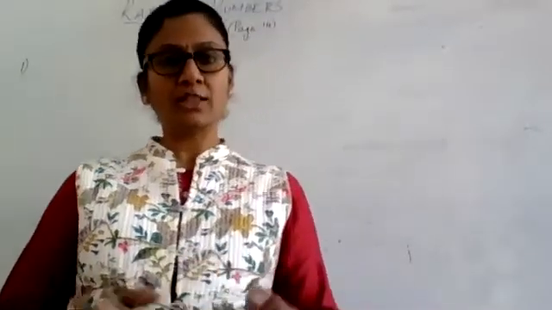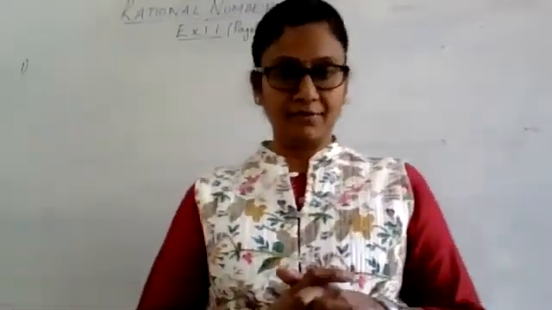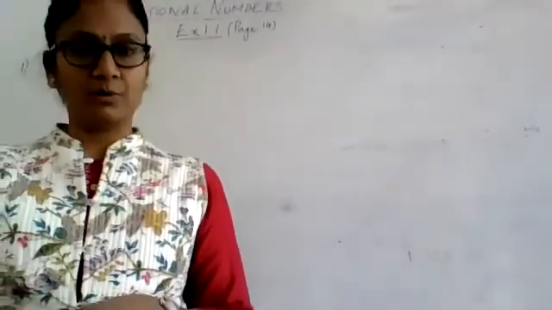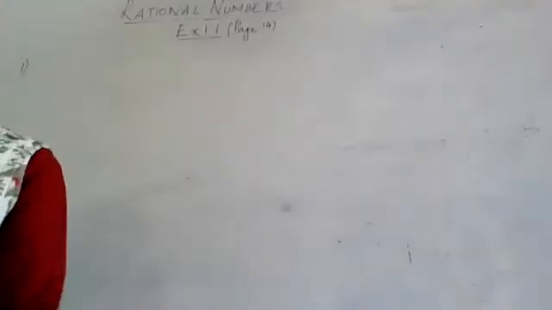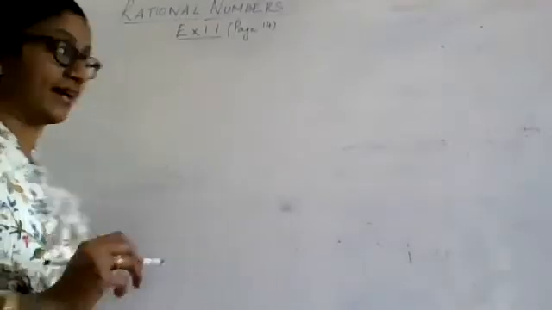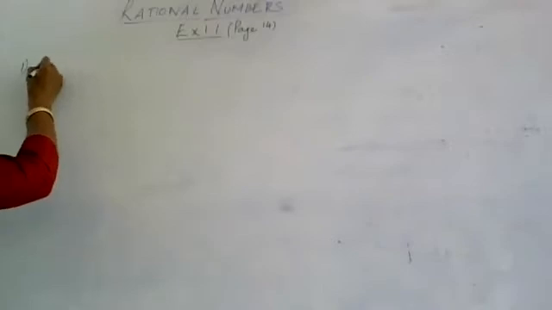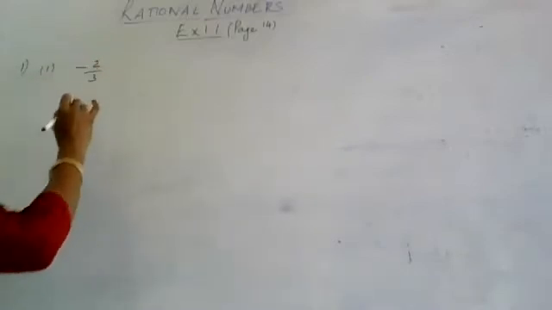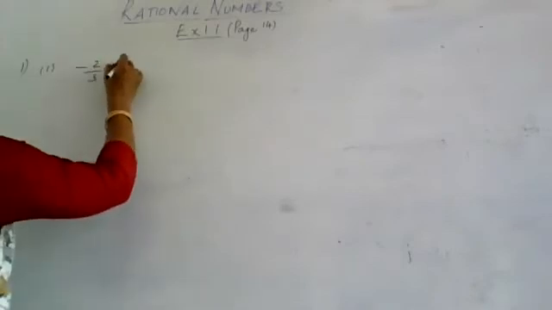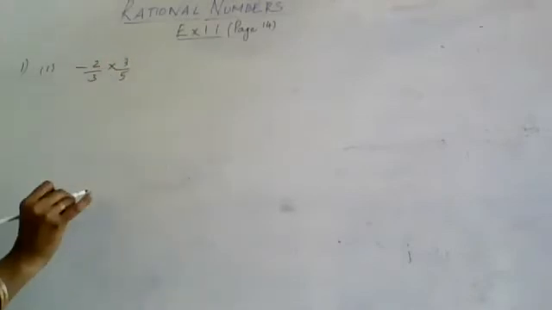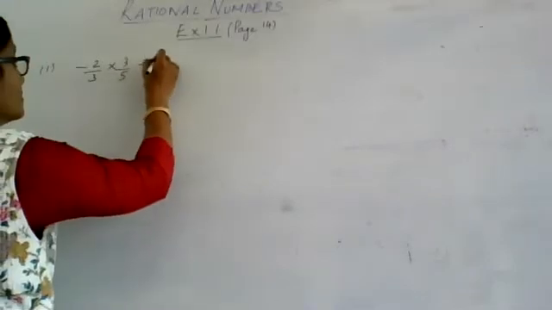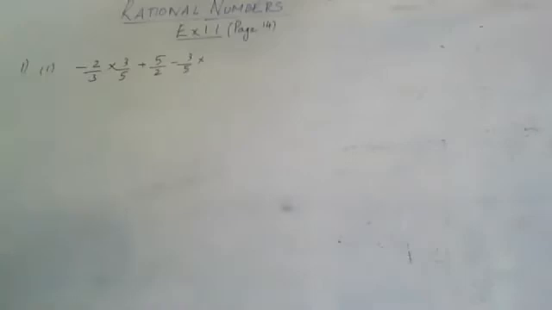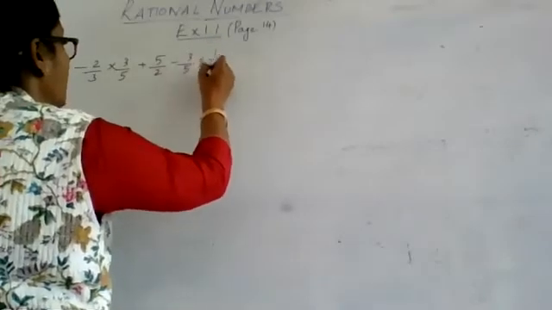Okay, now using all the properties of rationals that we have learned so far, let us try to simplify a few problems given to us. Like I'll take the first one. Using appropriate properties, find the value of. This is the first one that I'm taking. It is negative 2 by 3 into 3 by 5 plus 5 by 2 minus 3 by 5 into 1 by 6. So this is the problem given to me.